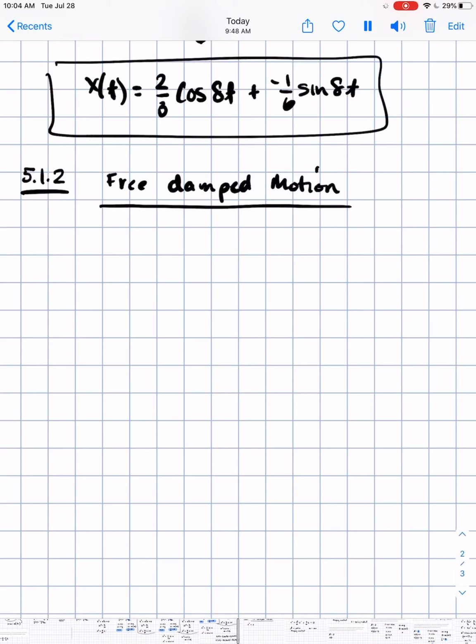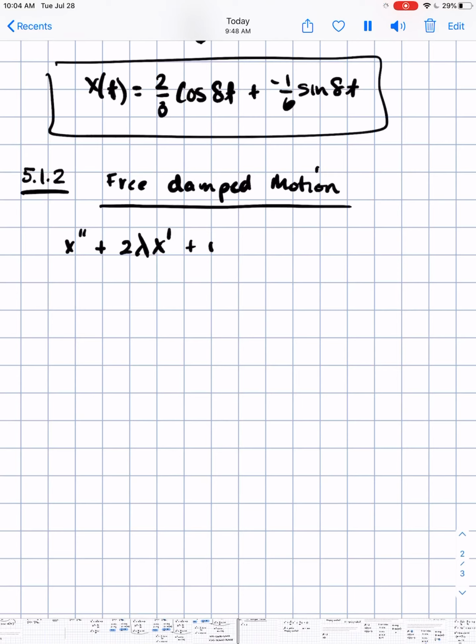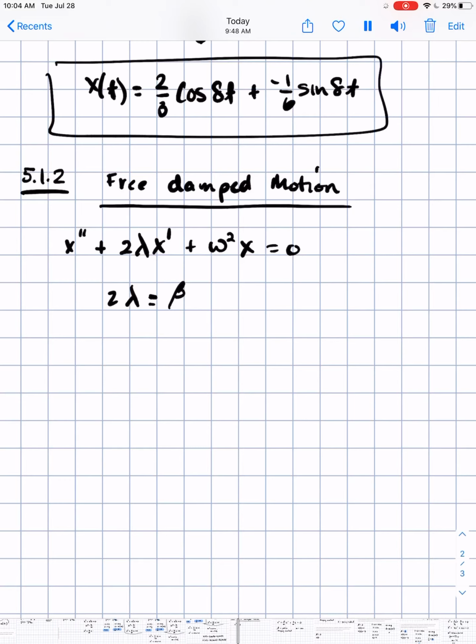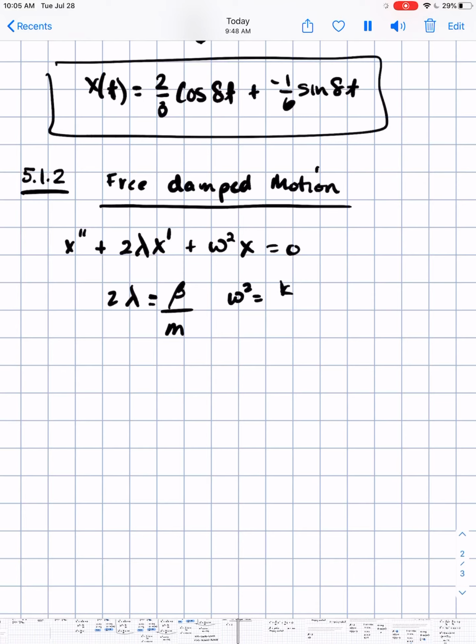So here you have the new notation is going to be x double prime plus 2 lambda x prime plus w squared x equals 0. And here, again, there's notation for you. 2 lambda is going to be this damping constant over the mass. And I'll explain when you see a problem what that is. And we still have the same thing for w squared, which is just the spring constant over the mass.